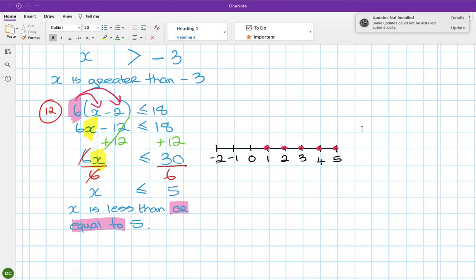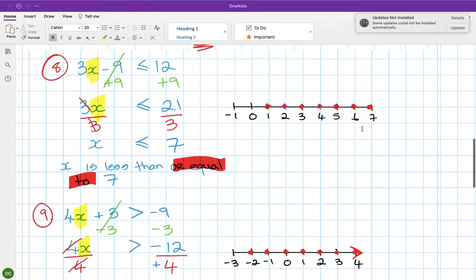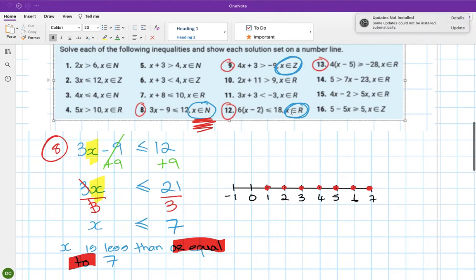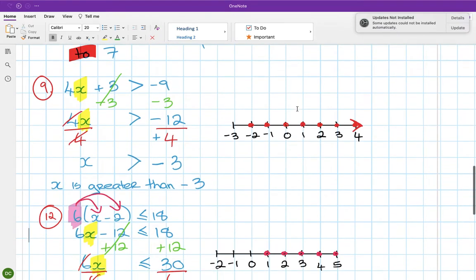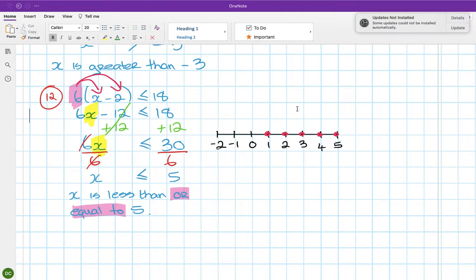Be careful going across into the 0 in case it's natural. And this one isn't, it's real. So I can keep going. So 0, minus 1, minus 2, and then the arrow because it will continue. And then because it's real, I just looked at that there.